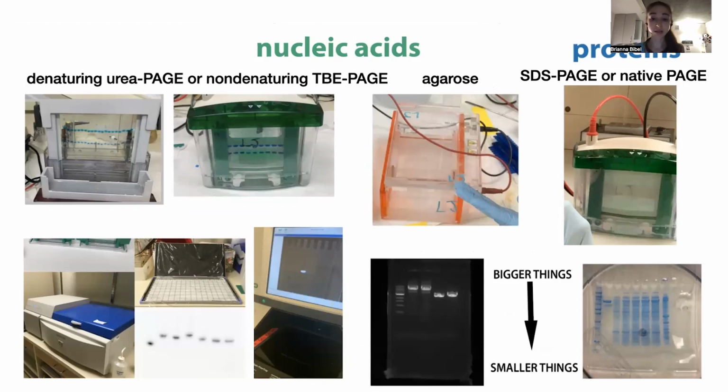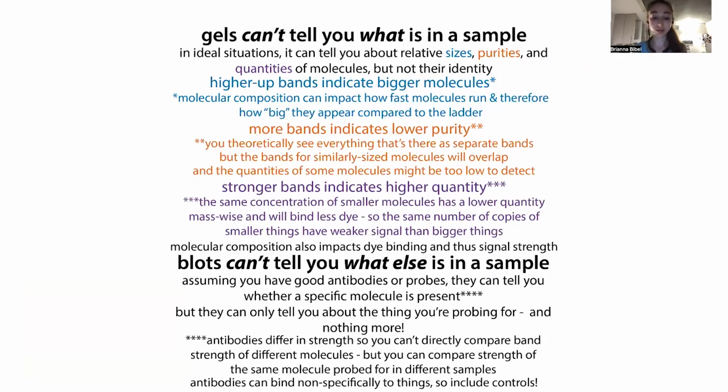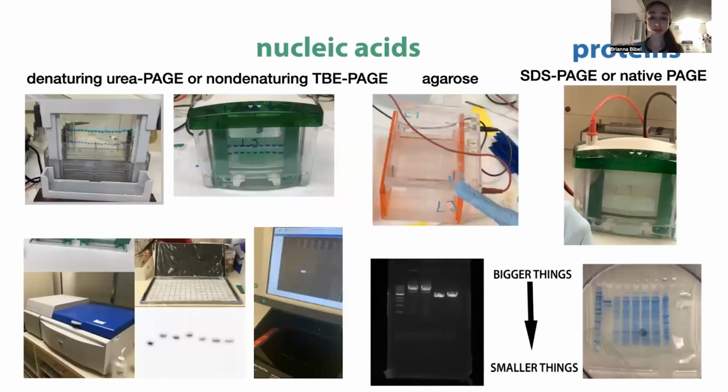The strength of the band is going to tell you about the abundance of those various components, and the number of bands is going to tell you basically a measure of the purity, how many different things are in the mixture. But there are a lot of different caveats about these we'll get into. One of the most important things is that with these methods, you can tell that there are multiple things present, or even if there's just one thing that appears to be present, you can't tell what that thing actually is.